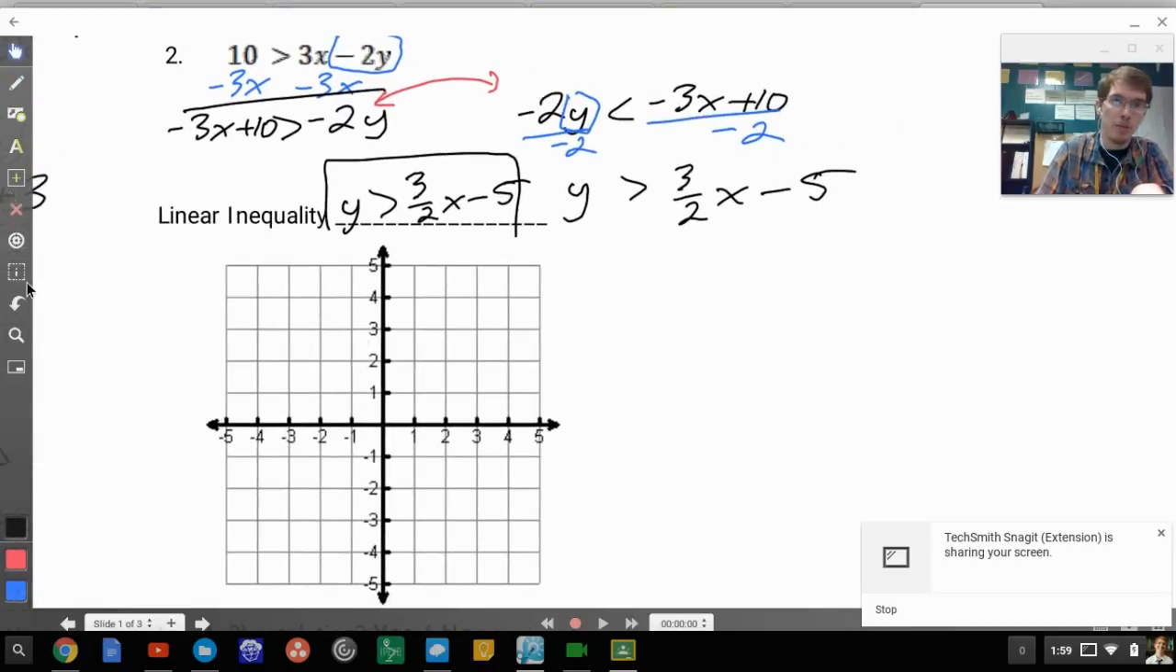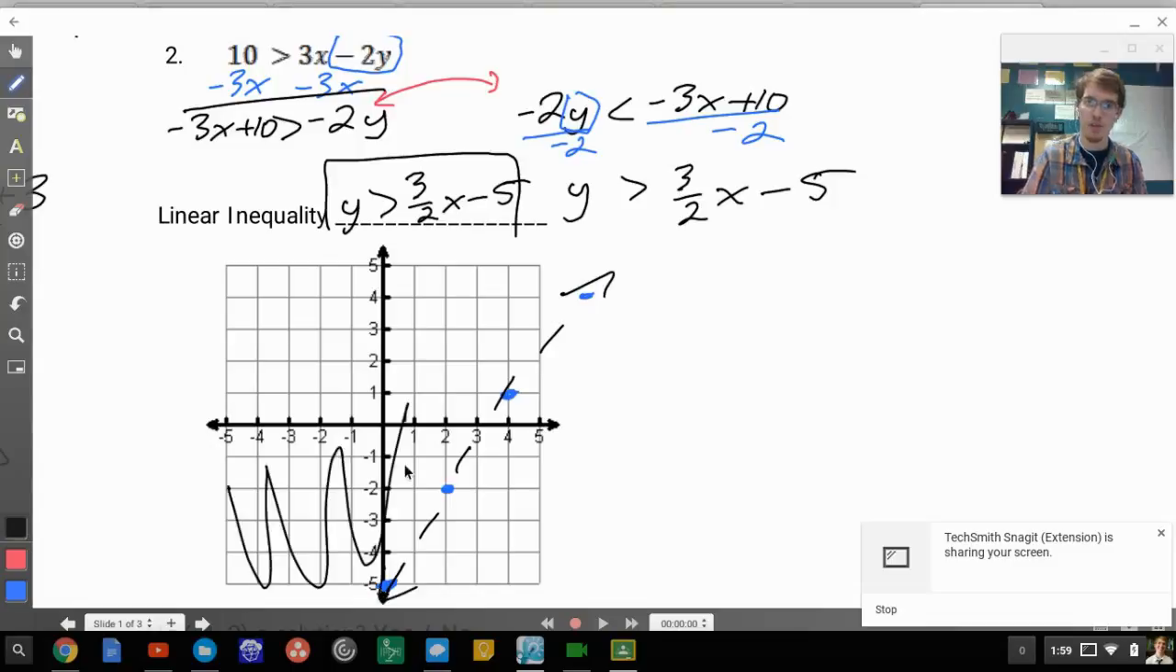All right, so when I go to graph this, I'll start at minus 5 and then up 3 over 2. Up 3 over 2. And I can't go any farther. It's going to be somewhere over there. Now this is going to be a dashed line, and I'm going to shade above, because it's a greater than sign right there. So dashed and above. So above is actually a lot of this graph.